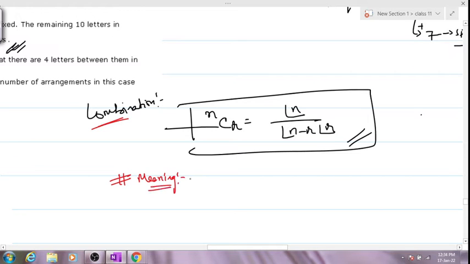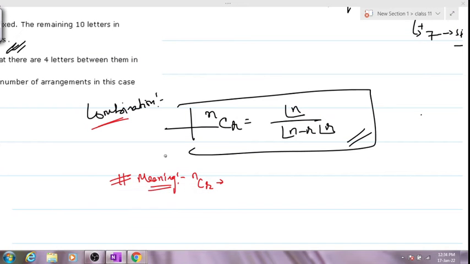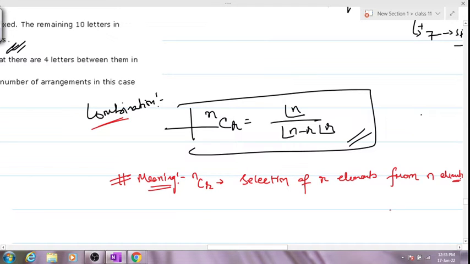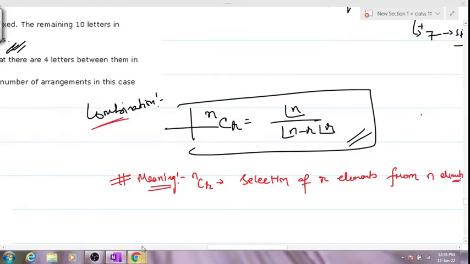Meaning of NCR. I'm telling the meaning once more. Take care of the meaning of NCR. NCR basically means selection of R elements from N. Is the statement clear? This is not basically the definition, basically the meaning. It means that you are selecting R items from N items. Is it clear?